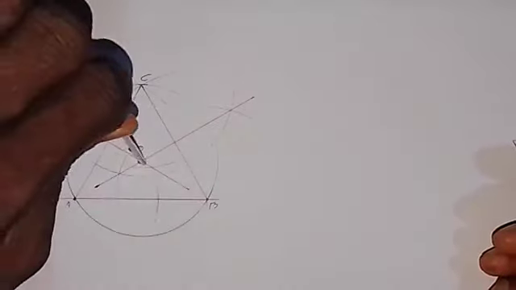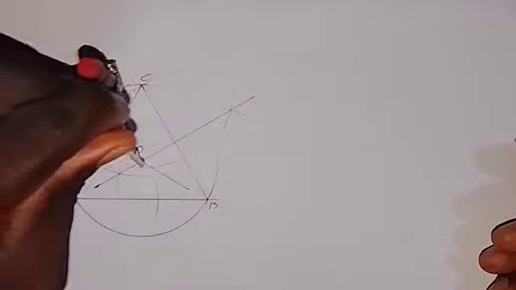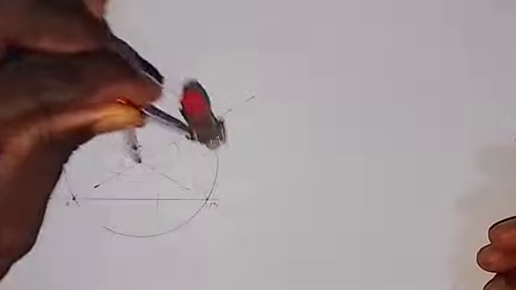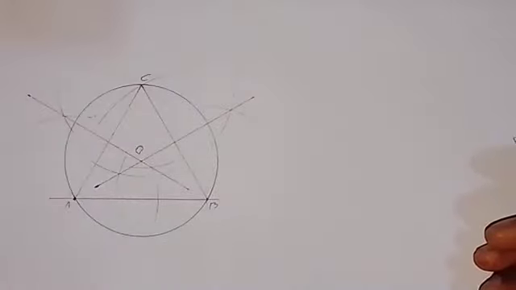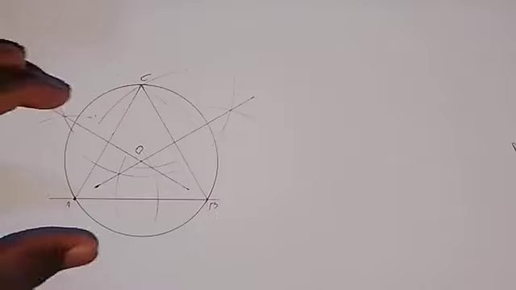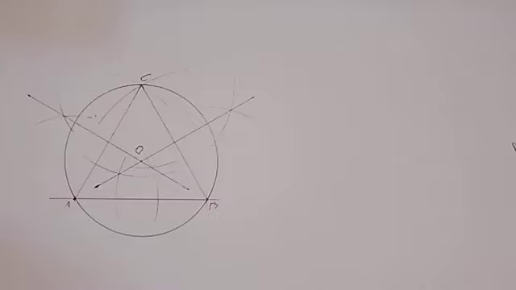So here we have the circumscribed circle. So these are the steps to circumscribe a triangle. So this triangle is circumscribed and this circle is a circumscribed circle. So as simple as I've done it here. Thank you.